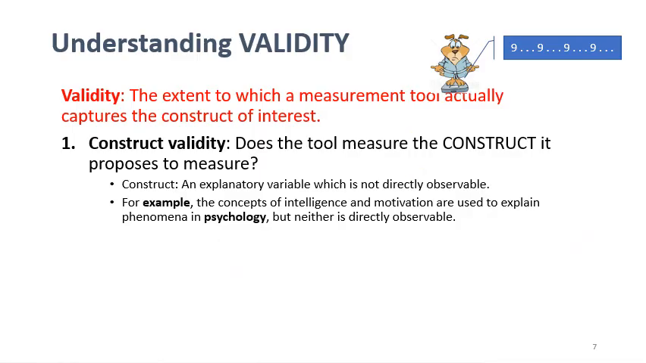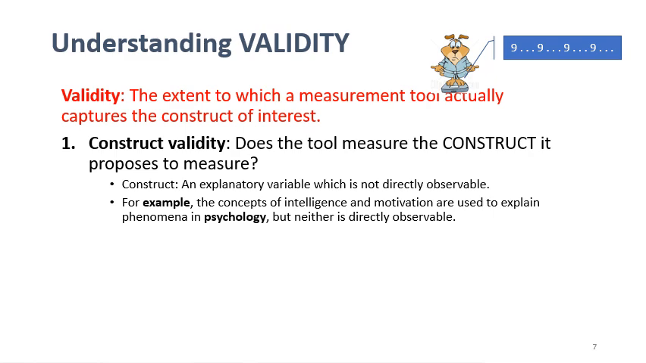So validity: does it measure what it's supposed to? Our little scale here, if it's supposed to be measuring this person's weight in pounds, unless it's a little junior person, it's consistent, but it sure isn't valid. It's not measuring what it's supposed to measure. So construct validity is what we're working with mostly in psychology. Does it measure the construct it proposes to measure?